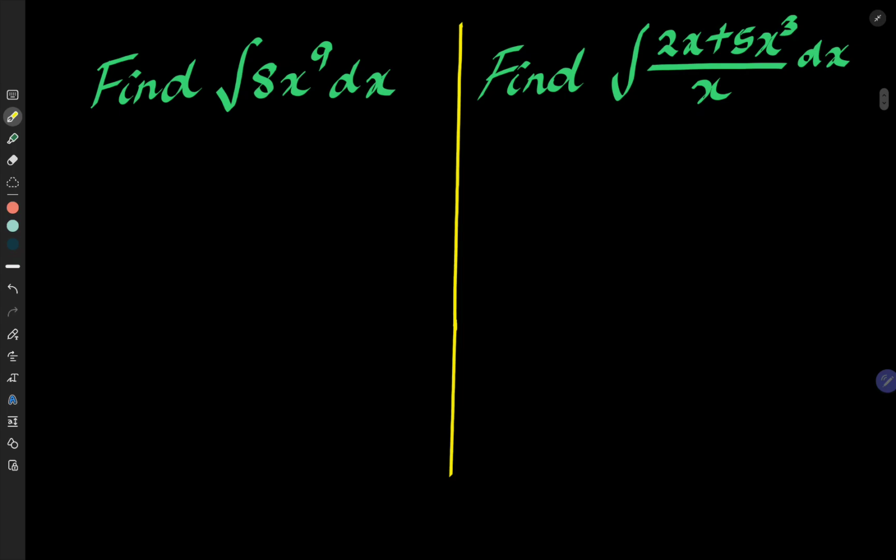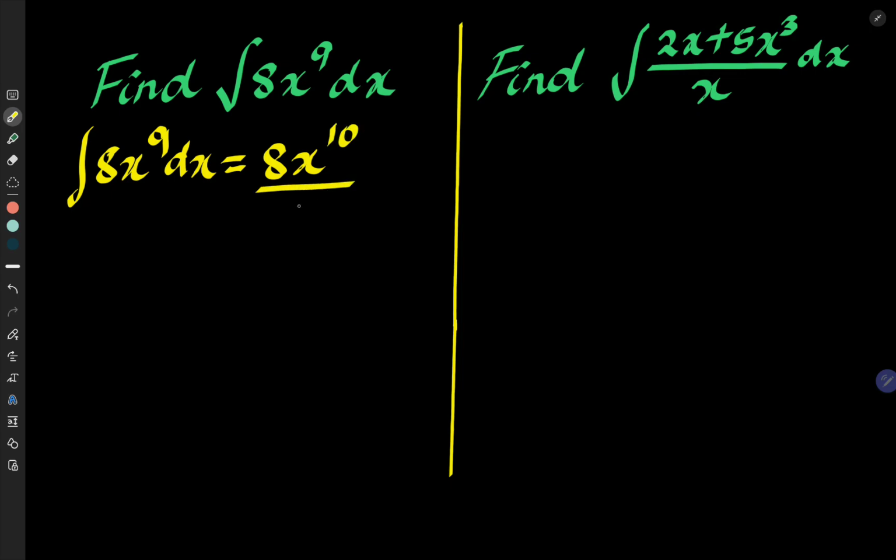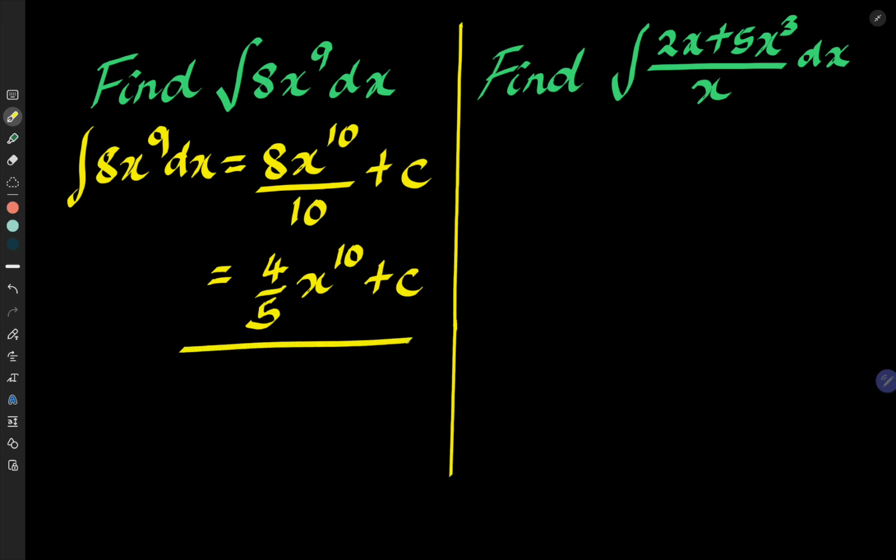So in this example, we are asked to determine the integral of 8x to the power 9 dx. So the integral of 8x to the power 9 dx will be equal to, remember what we said? We add 1 to the power. So that becomes 8x to the power 9 plus 1, that gives you a 10. Then divide by the resulting power, 10, plus a constant c. And this can be further simplified to 4 divided by 5, x to the power 10 plus a constant c. And that is how you determine the integral of 8x to the power 9.